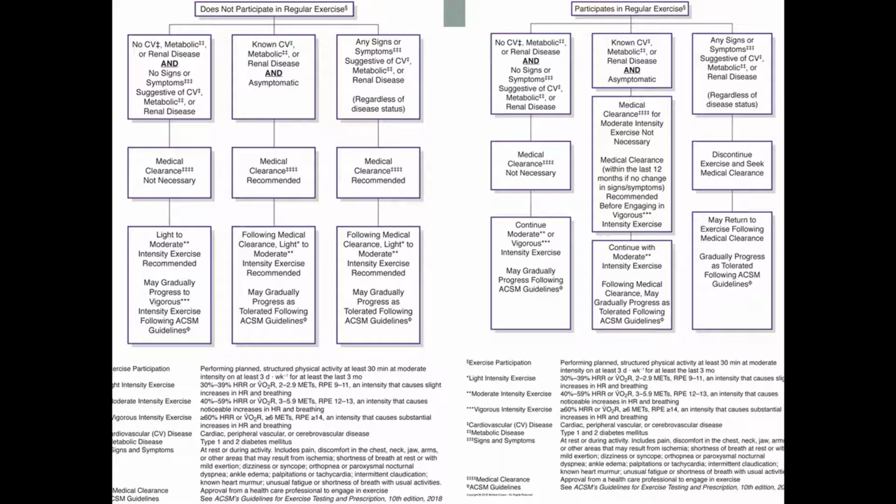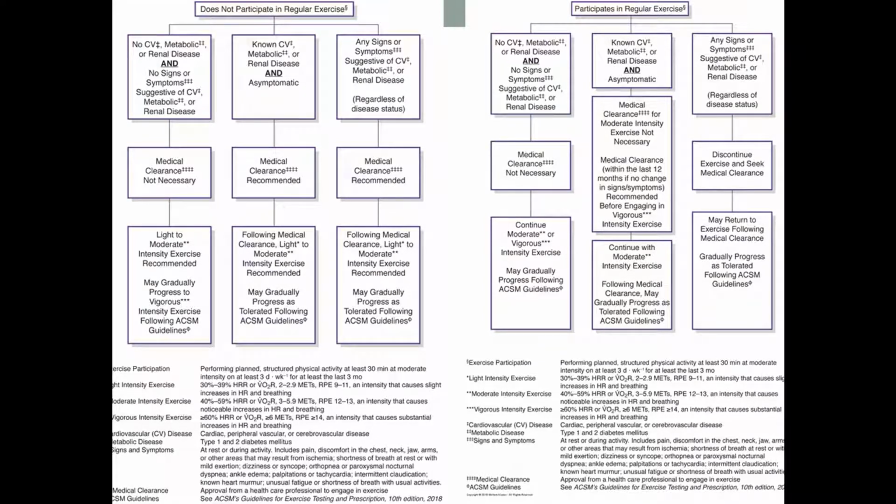Now, the ACSM has put together two algorithms which are pretty helpful to look at. There's one for the person on the left side who does not participate in regular activity, and then on the right side for someone who does. And you see there's three different levels below each. The presence of diseases, no presence of diseases, and risk factors.